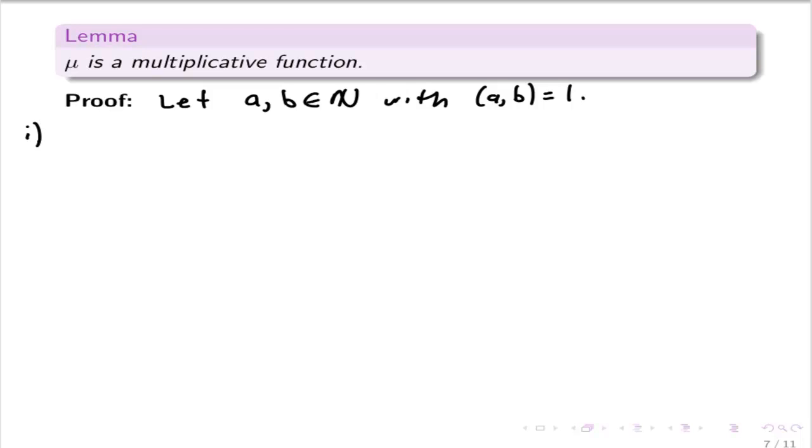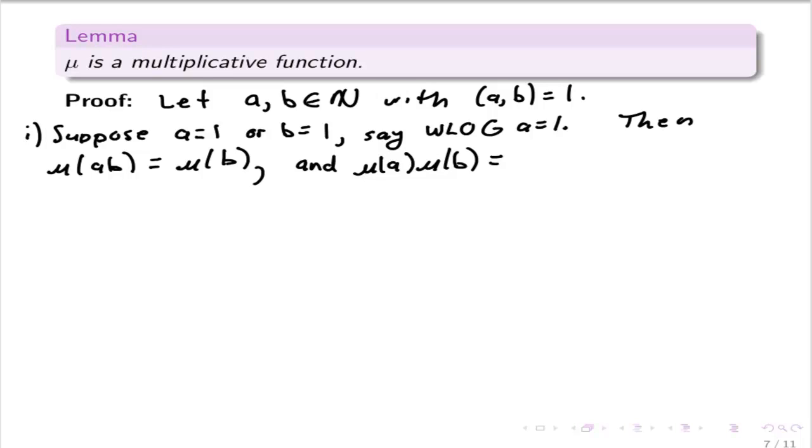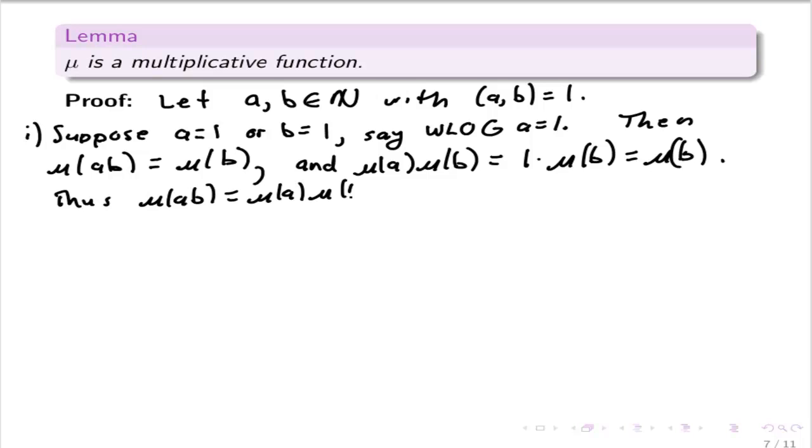Case 1. Suppose a equals 1 or b equals 1. Say, without loss of generality, it's a. Well, then mu of ab is mu of b, and just leave it like that. And mu of a times mu of b is, well, mu of 1 is 1, we saw that, so it's also mu of b. So we're getting exactly the same value, thus mu of ab is mu of a times mu of b.